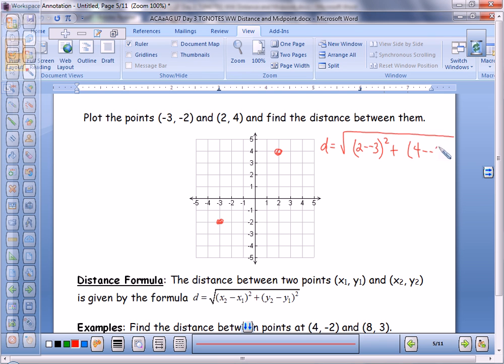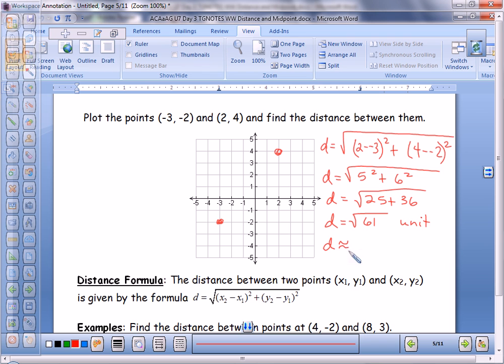So the distance is, help me out here, guys. Oh, it's 5. 5 squared, good, plus 6 squared. What is 5 squared? 25. Plus 6 squared is 36. So the exact distance is the square root of 61. Now, what would the approximate distance be? 8. It's close to 8.